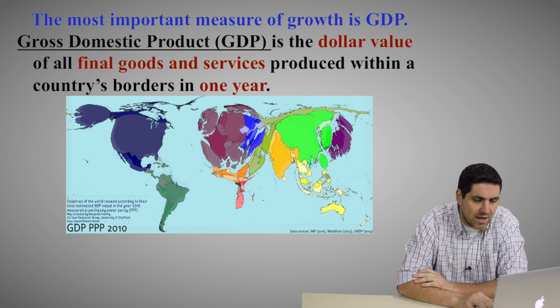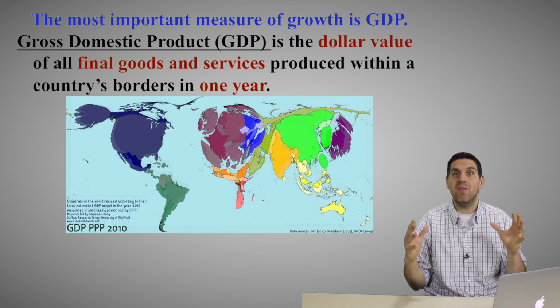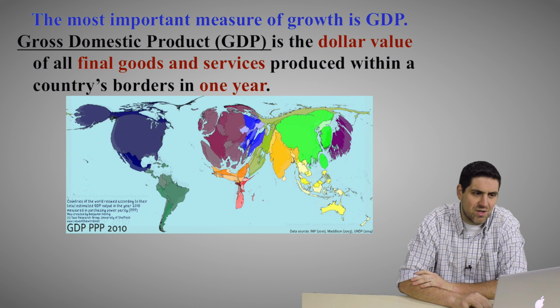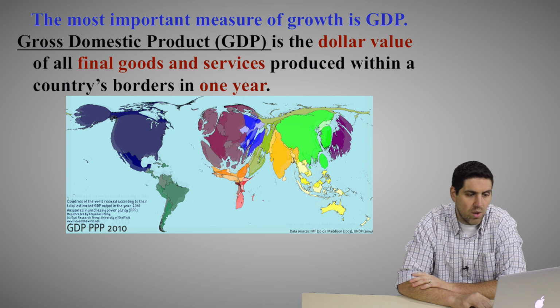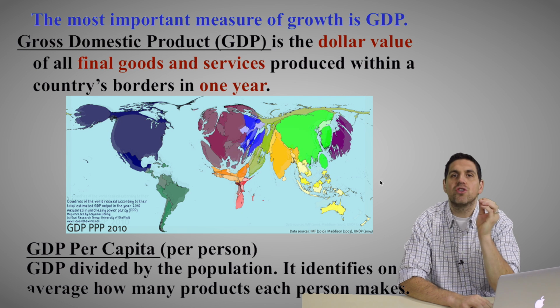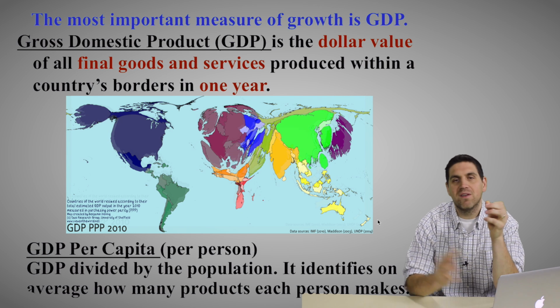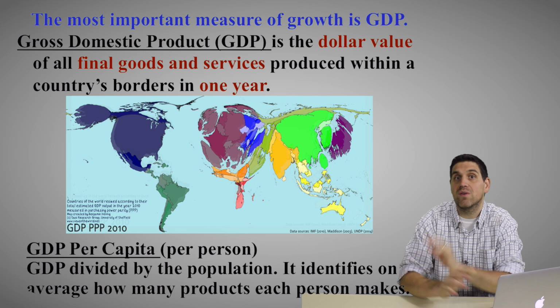Although China right here has this really big GDP, they're actually the second largest GDP in the world, but there's a whole lot of people living in China and a whole lot of people in India. So this is the idea of what's called GDP per capita. It's the GDP divided by the population, and it's a good measure of standard of living.